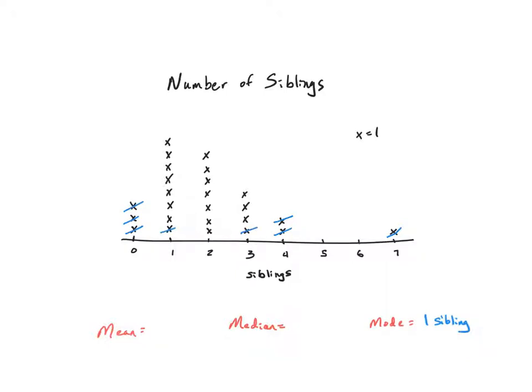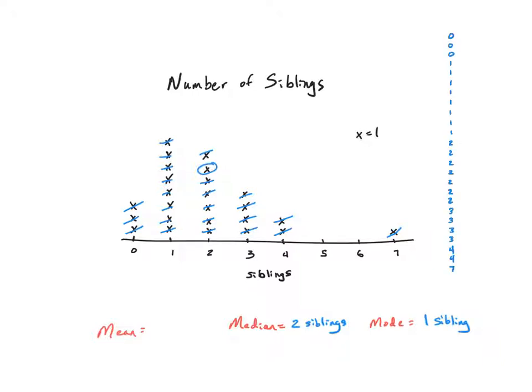And I'm going to keep going and mark out the biggest piece of data and the smallest piece of data until I find out what the middle piece of data would be. And I can see now that my middle piece of data is right here, which happens to be 2 siblings. This tells me that half the students in the class had either 2 siblings or more, and half the students in the class had 2 siblings or fewer.